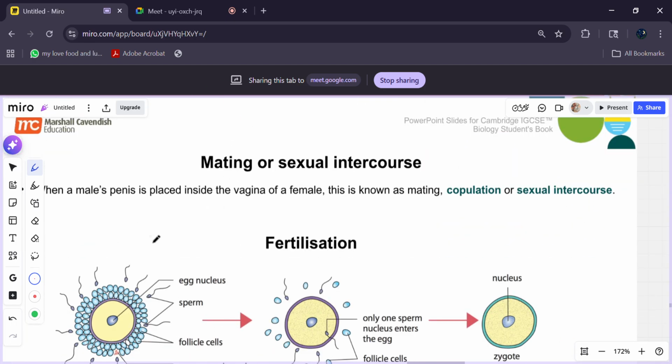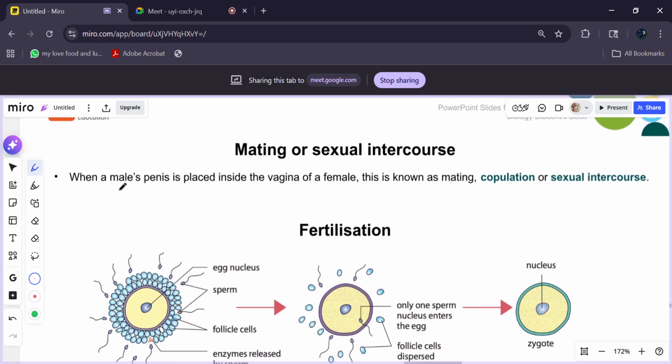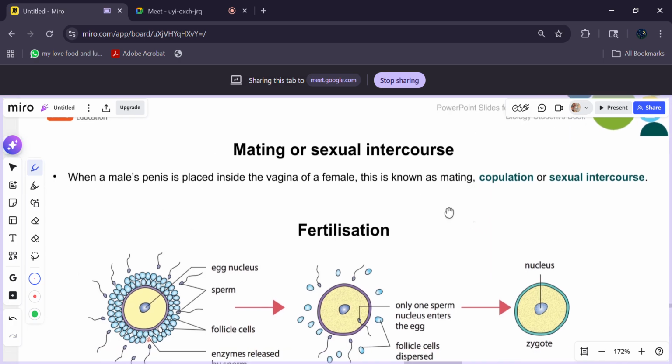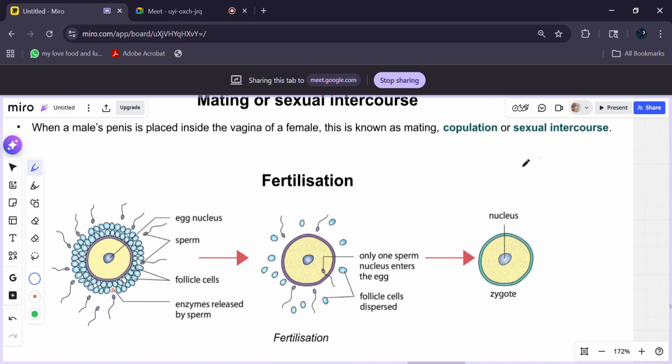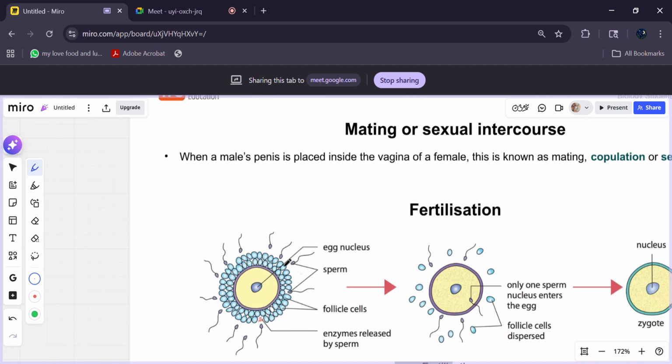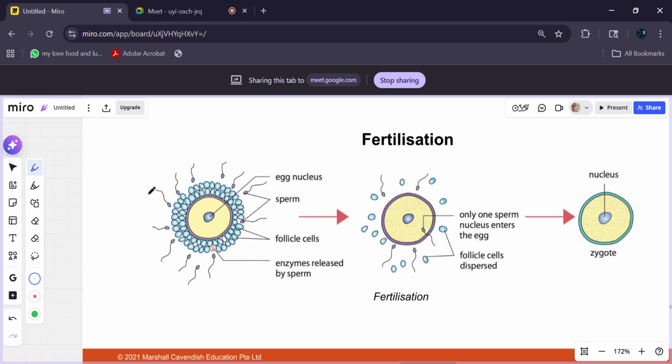Now here is mating or sexual intercourse. When a male's penis is placed inside a female's vagina, this is known as mating, copulation, or sexual intercourse. When the male's penis enters the female's vagina, the sperm cells are secreted through the semen. Remember, the semen is a fluid which is the combination of the fluid created by the prostate gland and the sperm.